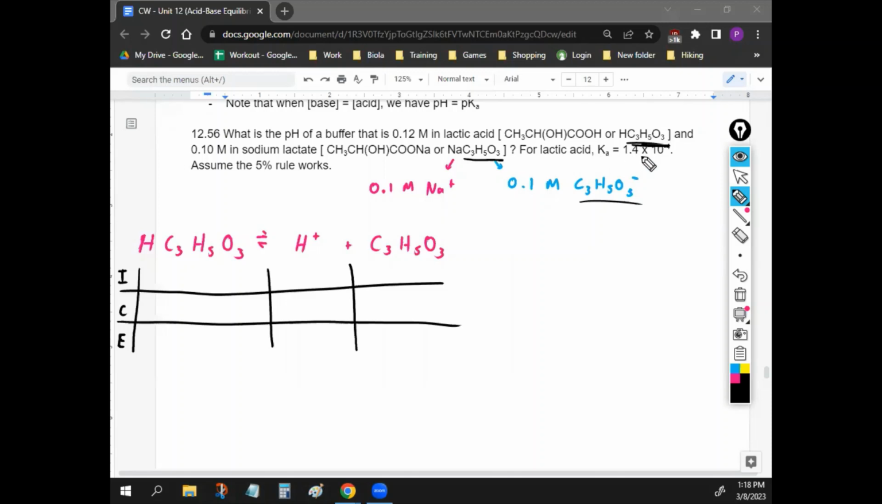Okay, so let's start filling in our initial values. What's the initial value for our lactic acid? 0.12. Do we know the initial value of H plus? 0, yeah. And then 0.1. Good. Perfect, guys.